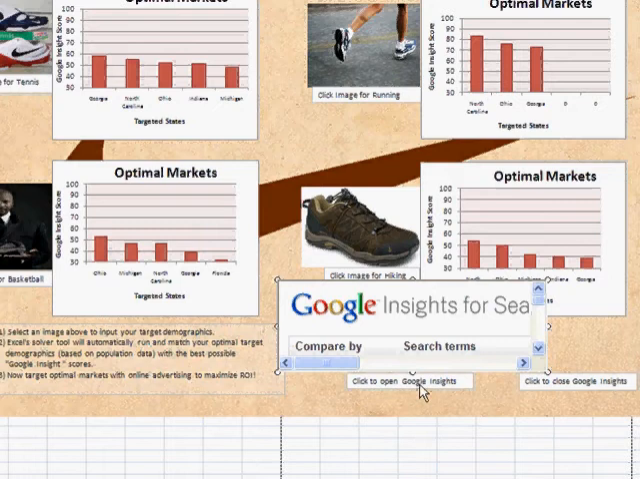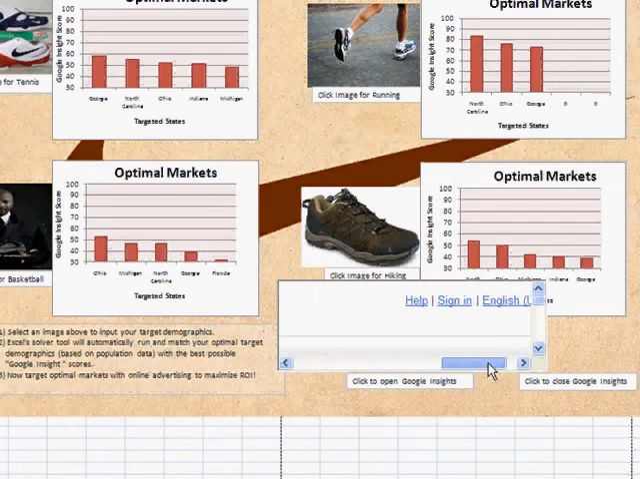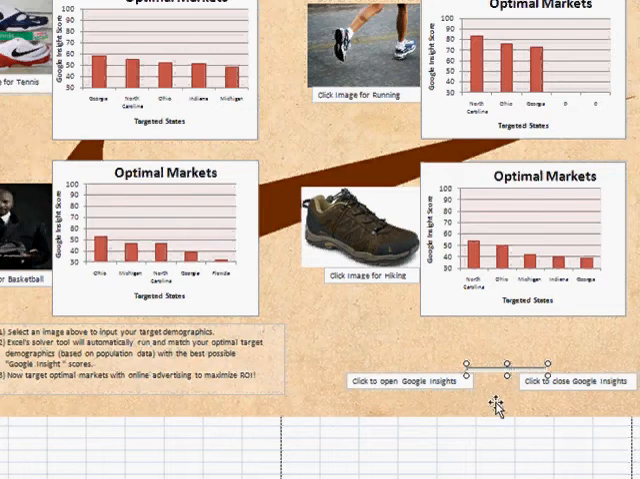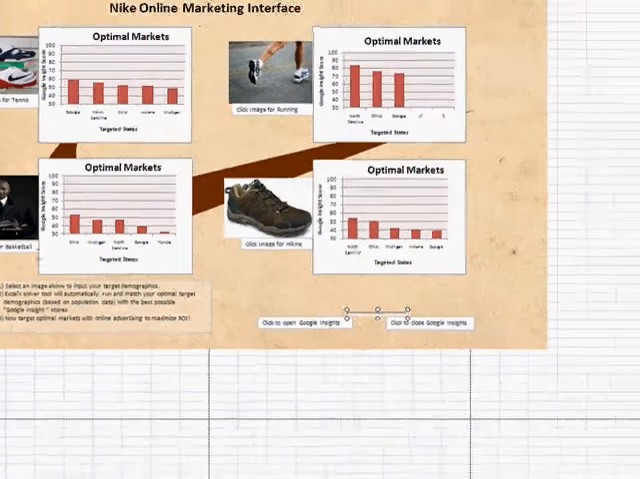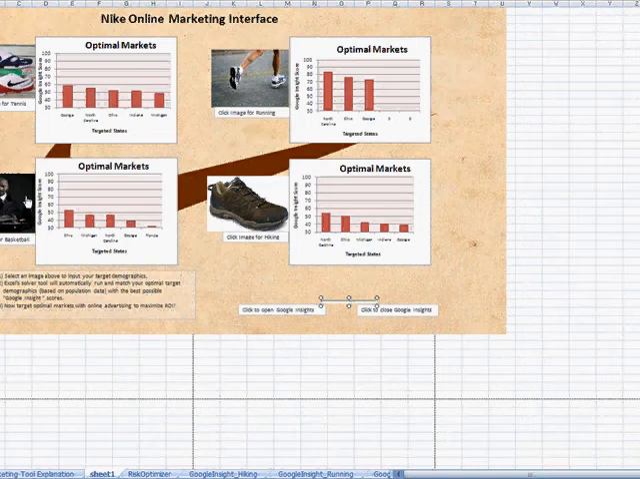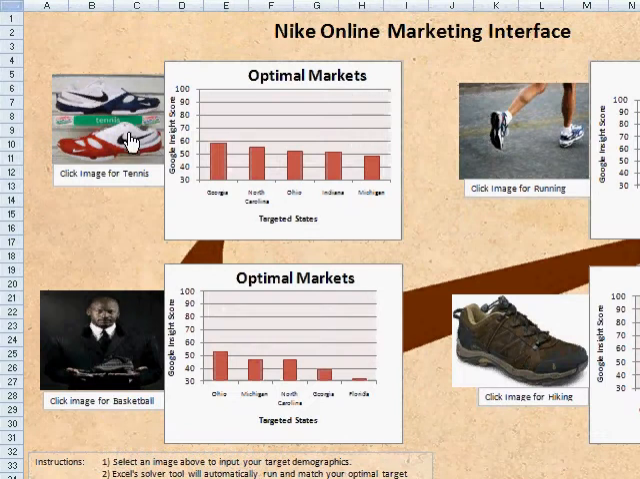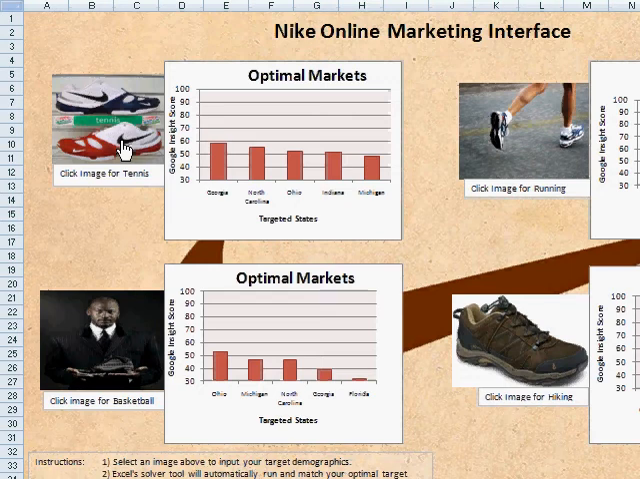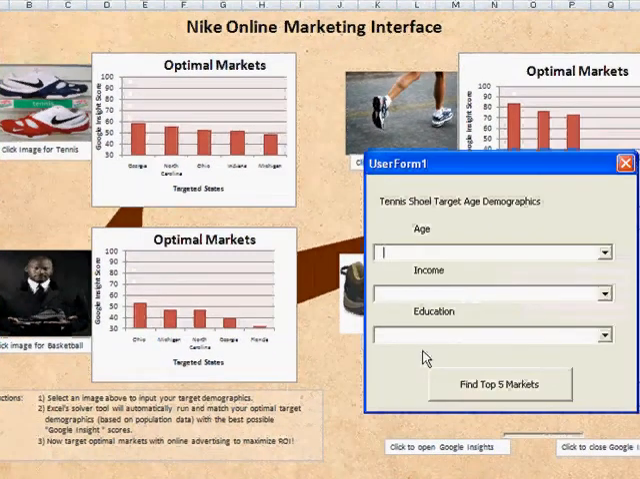You can click to open up Google Insights. You can then sign in and go through the process of selecting your search terms and downloading the Excel file that you need, and then importing it into this document. Once that's done, and a user would never have to do that unless they were pretty much changing the entire functionality of the project, you can go ahead and click on whatever product you would like to be working with. So here we'll work with tennis.